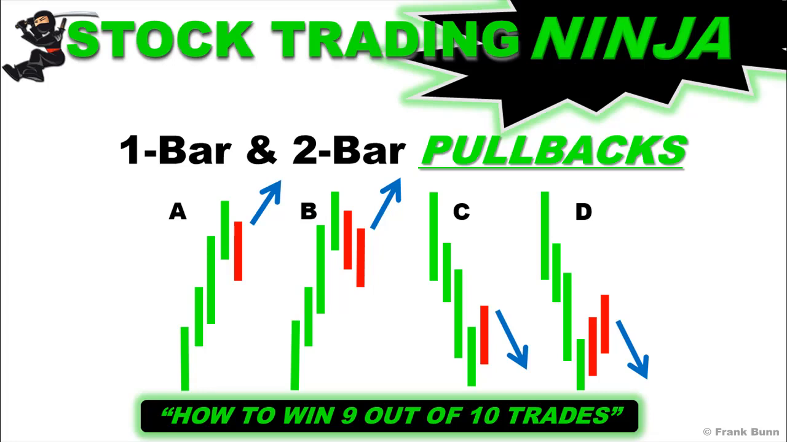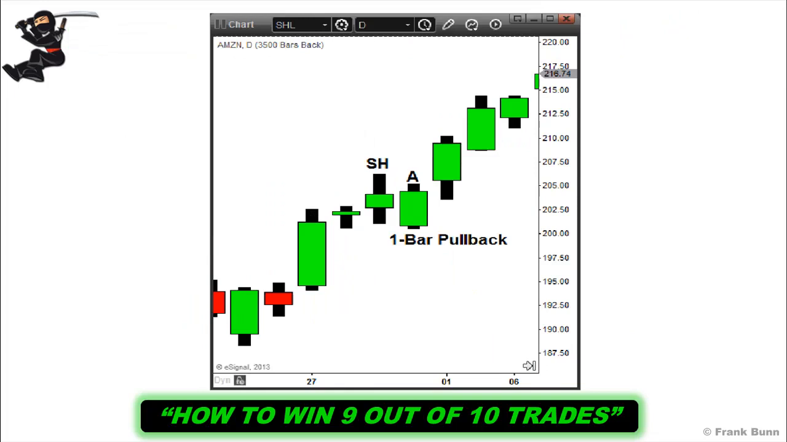We want to see precisely either one higher low and one higher high for the 1 bar pullback, or two higher lows and two consecutive higher highs for the 2 bar pullback, as seen here in examples C and D on the chart graphics to the right. Let's have a look at some examples to be certain about this pattern.